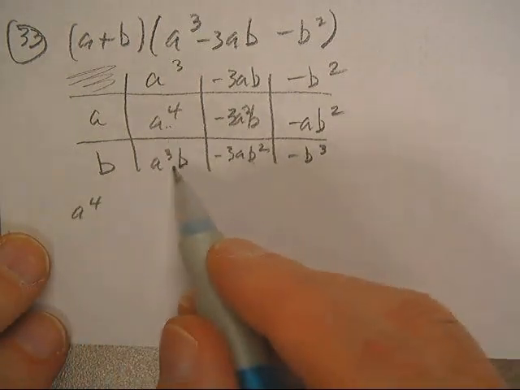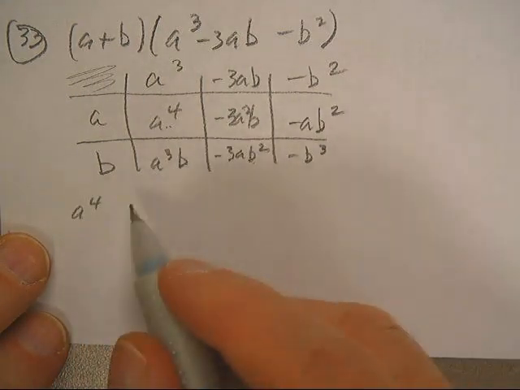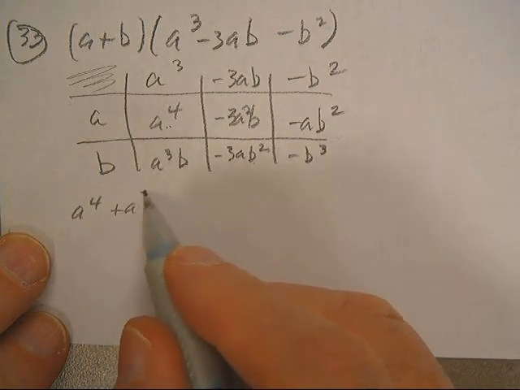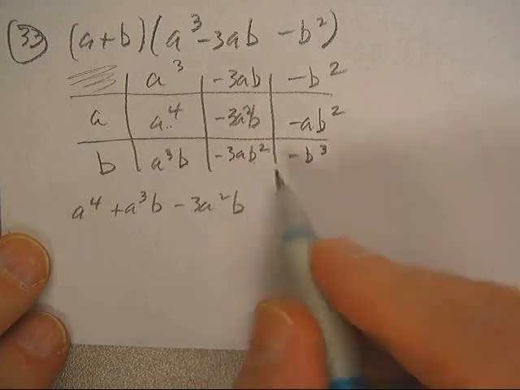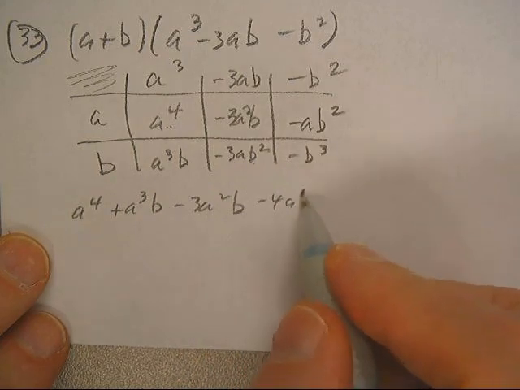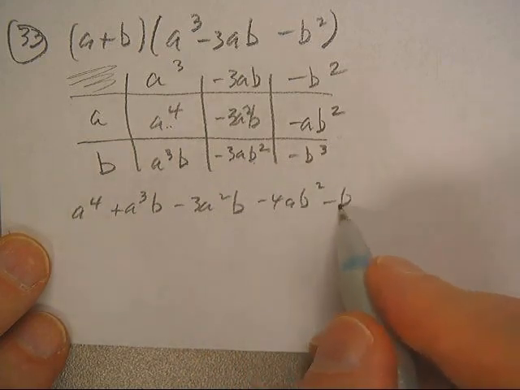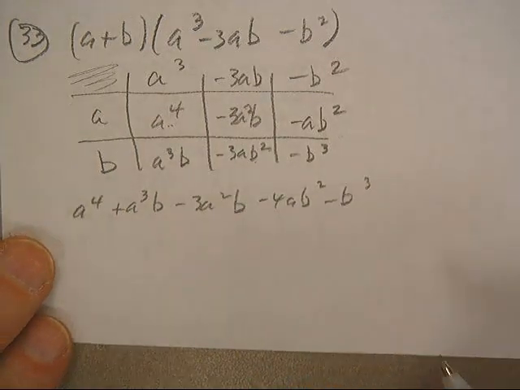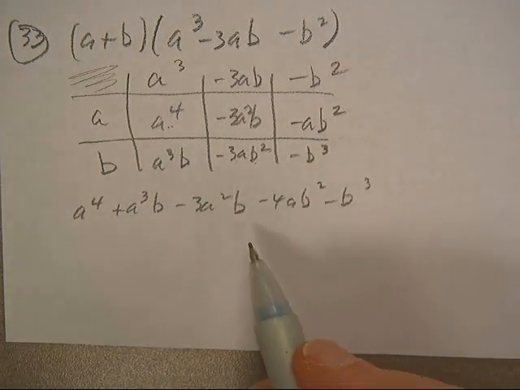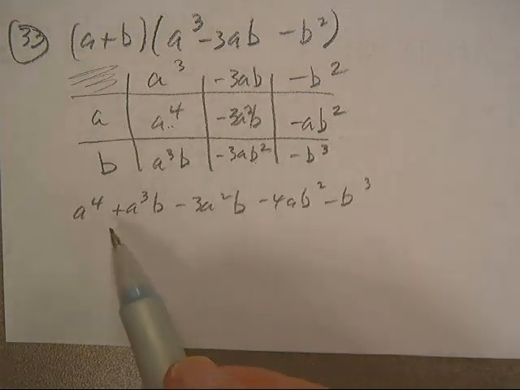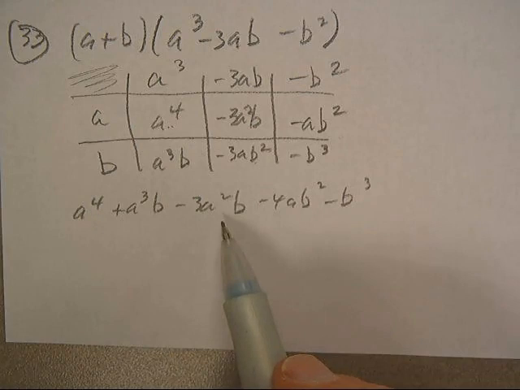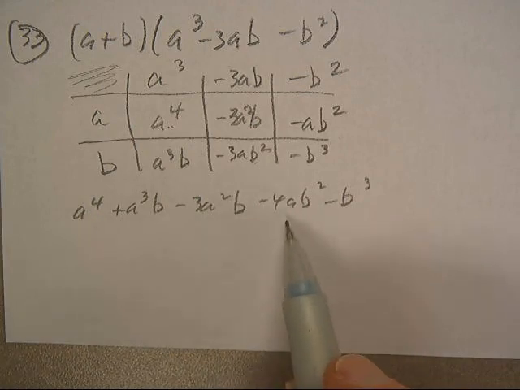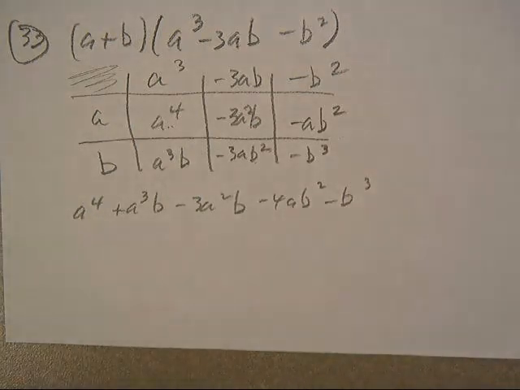So I got a to the fourth right there. These two do not match. So let's just list them. That one's going to be negative 4. And there's my answer. On the up would be a to the fourth, a cubed b minus 3a squared b minus 4ab squared and minus b cubed.